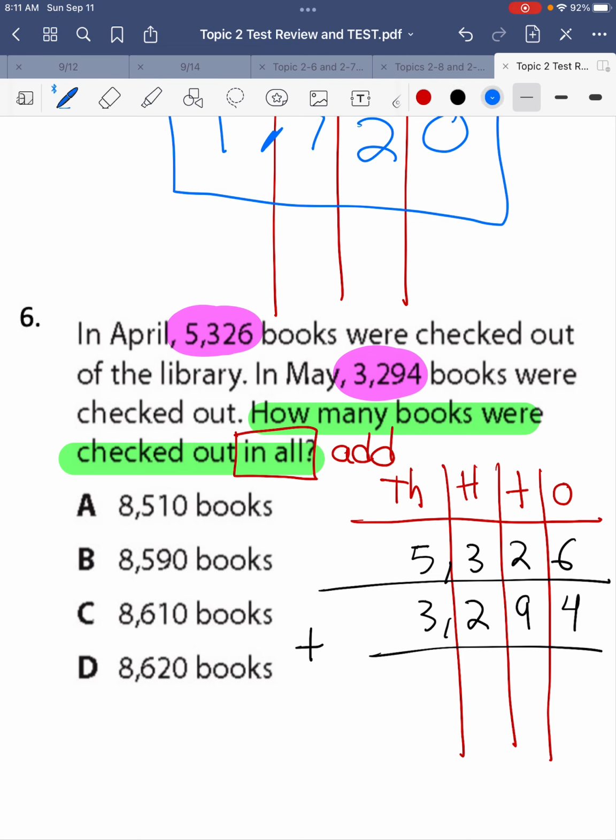So 6 plus 4 is 10. Bring my 1 up. Drop my 0. 9, 6, 7, 8. 9, 10, 11, 12. Bring up my 1. Drop my 2. 3, 4, 5, 6. And then 5, 6, 7, 8. And I forgot to drop my comma. So it's 8,620.